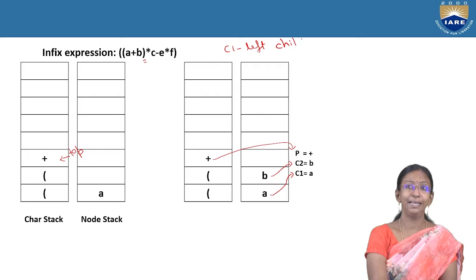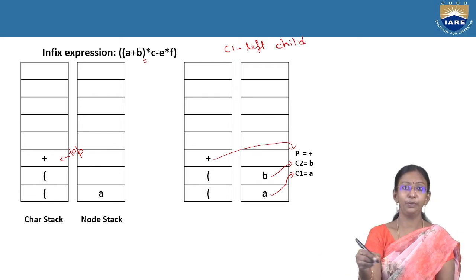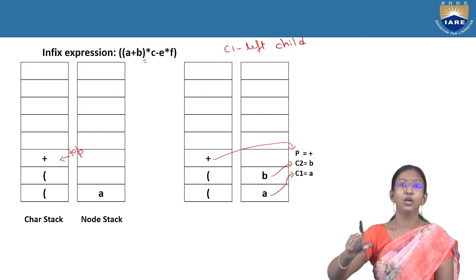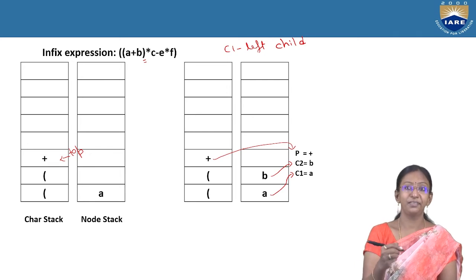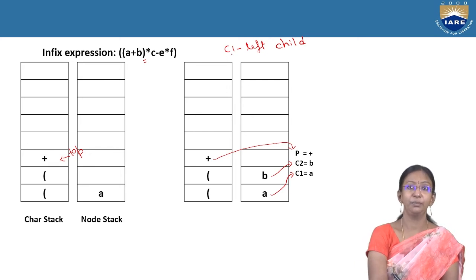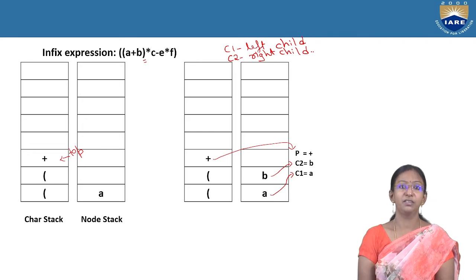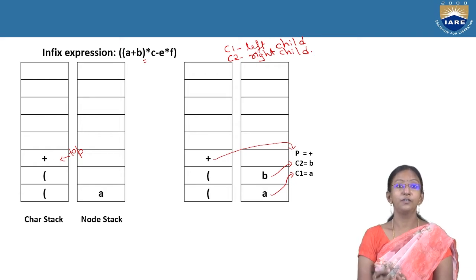Generally we run from left to right, right? Whenever we write, we go from left to right. So C1, I want to refer to the left child. C2, I'm referring to the right child. Please keep this in your minds, guys. The top of the node stack will be the right child. Once you pop it, the new top will be your left child.